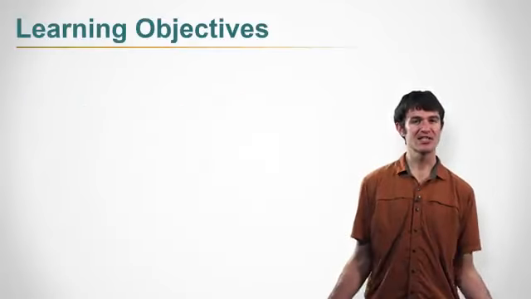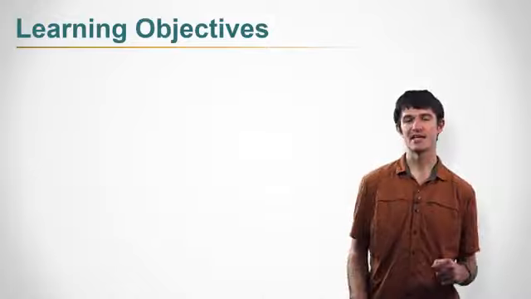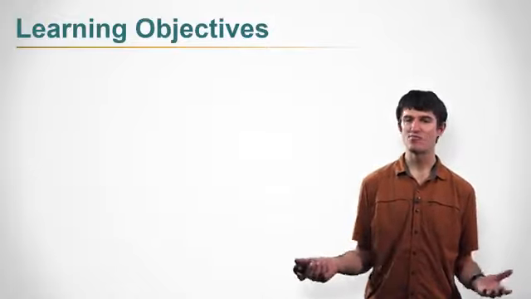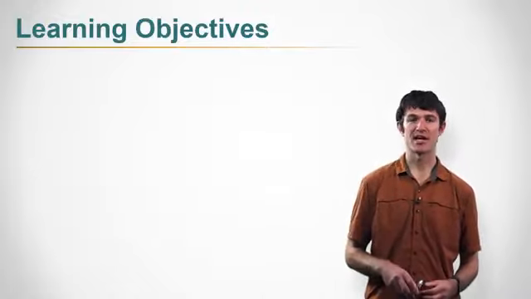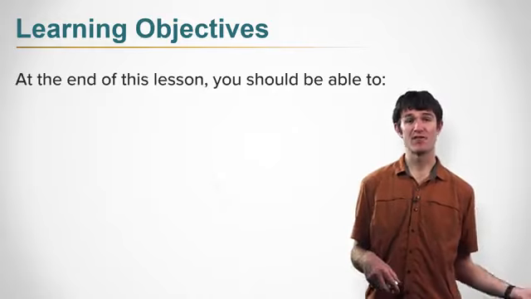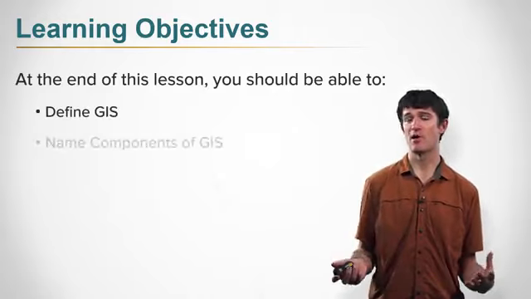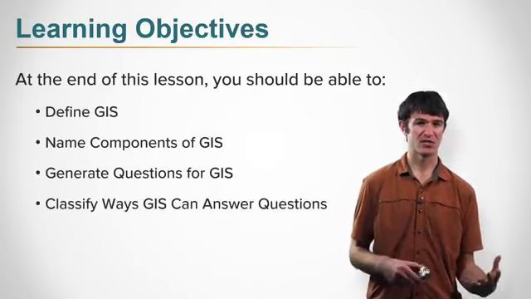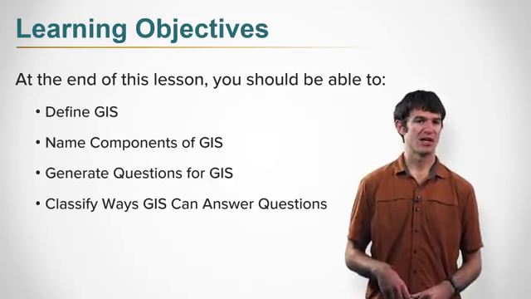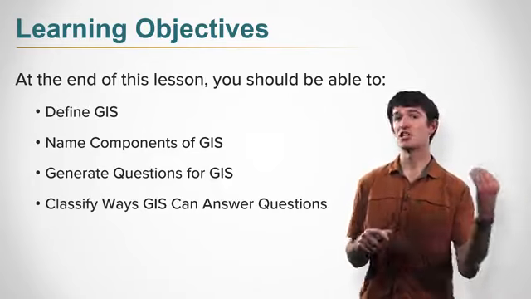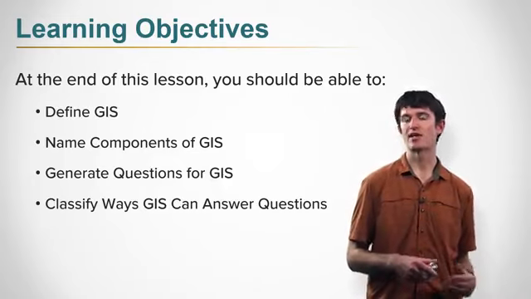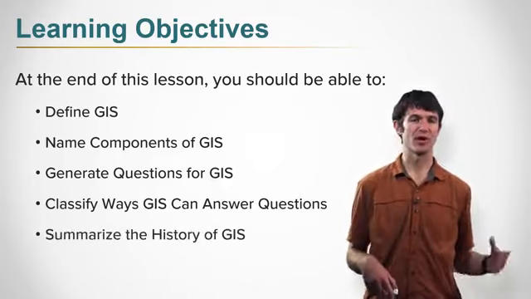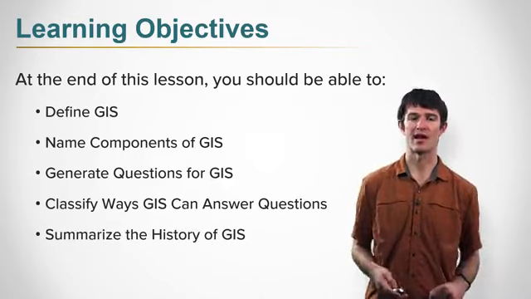Welcome back. In this lesson, we're going to talk about what a GIS is. You may have many different ideas of what a GIS is. So in this lesson, we're going to define GIS and talk about potential components of GIS. And then we'll go into questions you can ask and answer, and then the types of ways that a GIS can do that for you, and then go into just a little bit of history of where GIS came from and where we're at now.